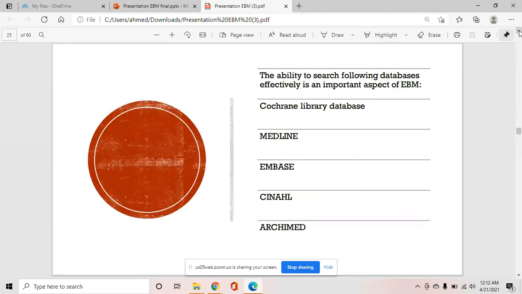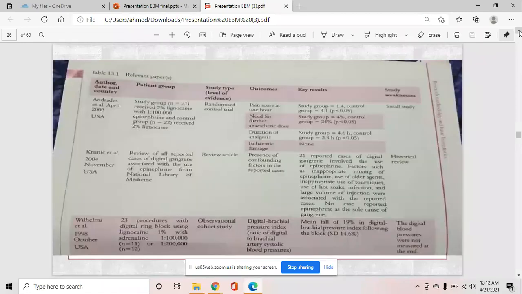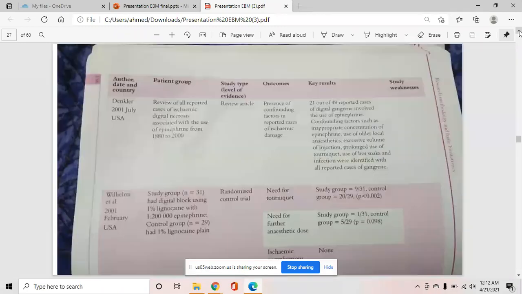The ability to search the following databases effectively is an important aspect of evidence-based medicine: Cochrane Library Database, Medline, Embase, CINAHL, and Archimed. These are the different relevant papers as a result of search outcomes.